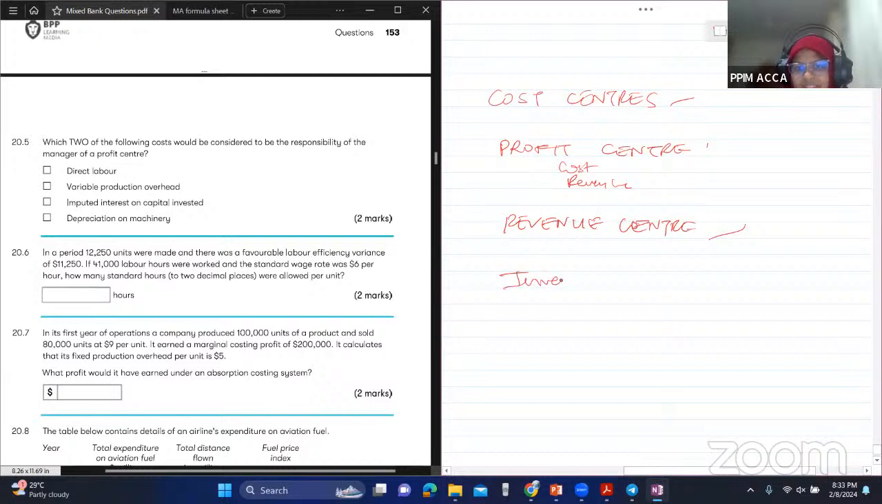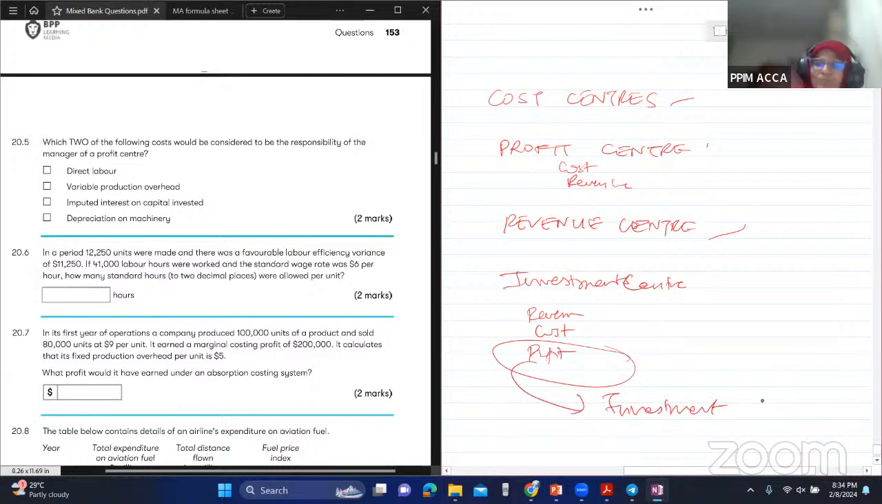Then we have the third one called the investment center. And here we tell him, you are responsible 100% of everything. So you are responsible for the revenue, the cost, the profit, and you even have liberty to use this profit, invest it somewhere. Okay, if you want, you can invest it in something that you need, and even make sure that this entire center functions properly. Okay, so that is an investment center.